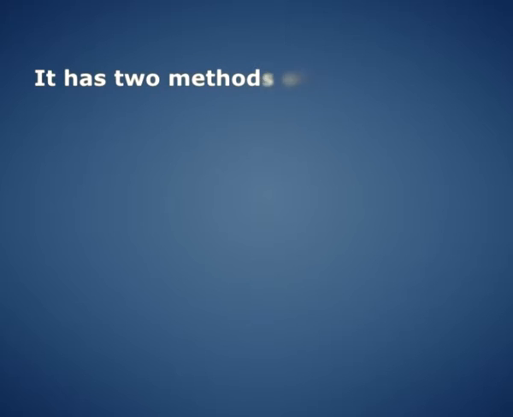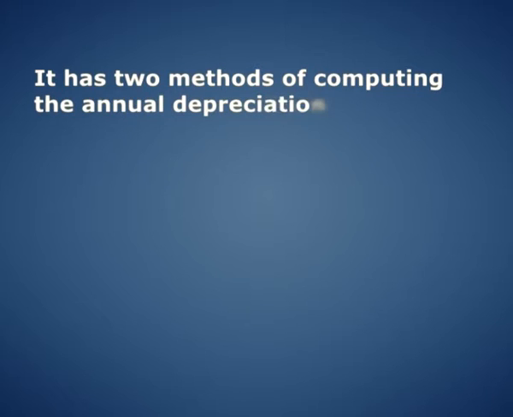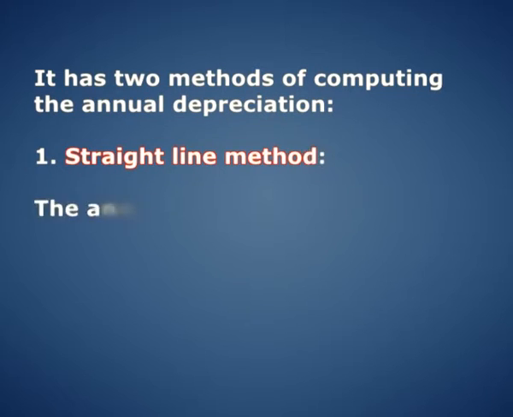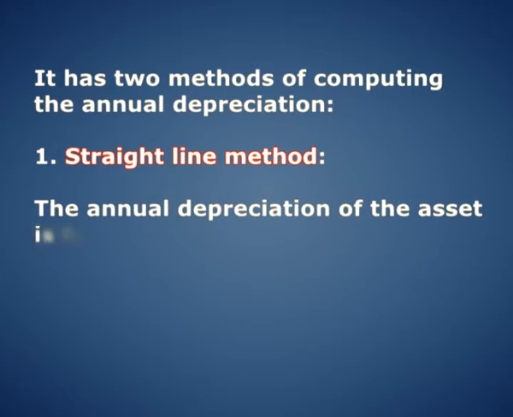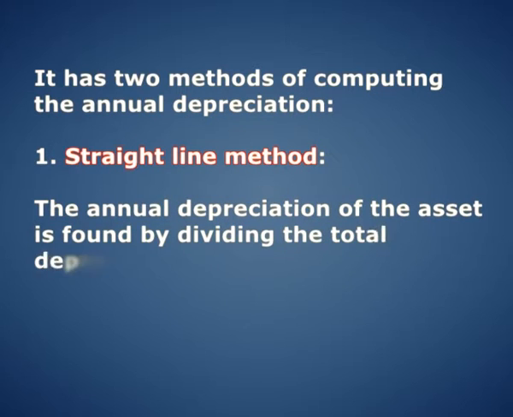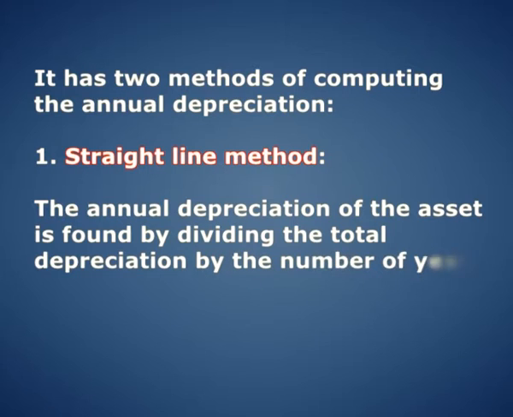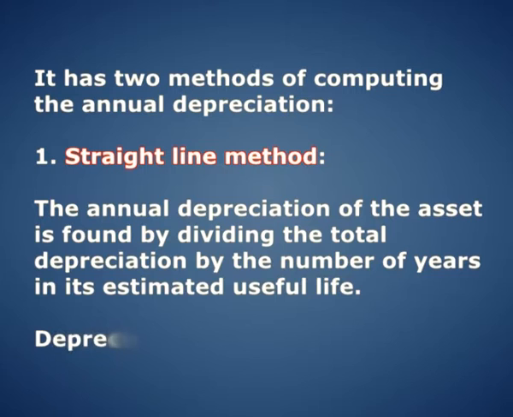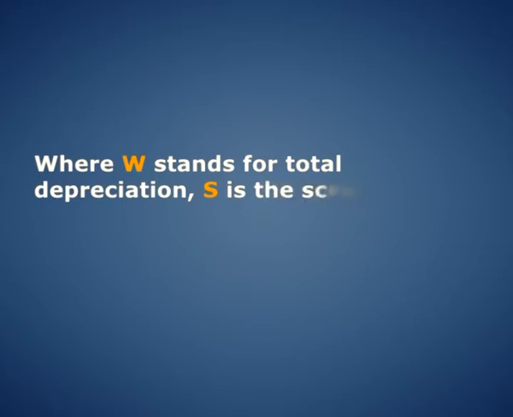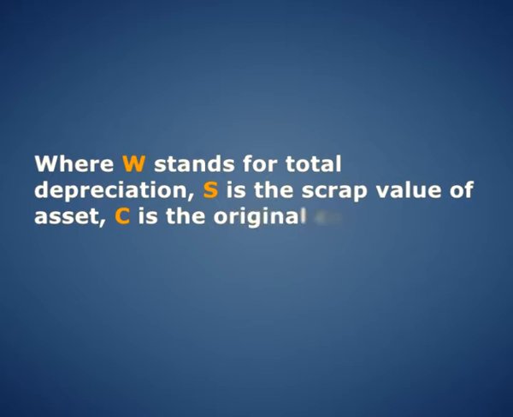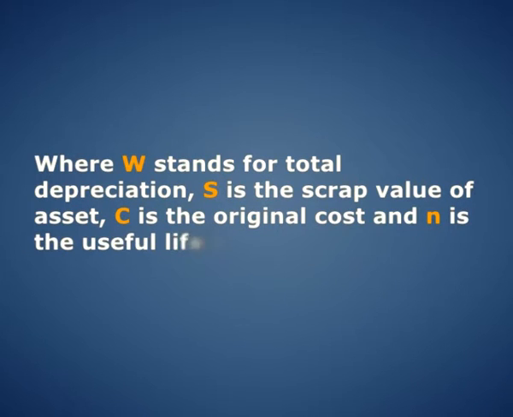It has two methods of computing the annual depreciation. The first method is the straight line method. In this method, the annual depreciation of the asset is found by dividing the total depreciation by the number of years in its estimated useful life. So depreciation is equal to (C minus S) by N, which is equal to W by N, where W stands for total depreciation, S is the scrap value of the asset, C is the original cost, and N is the useful life in years.